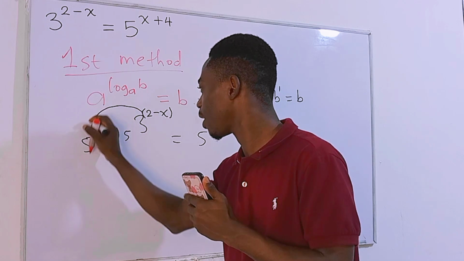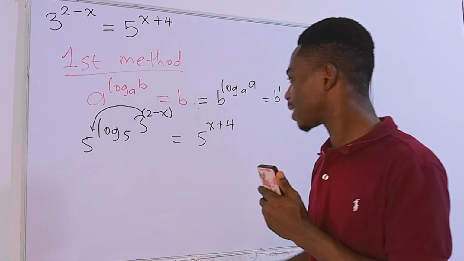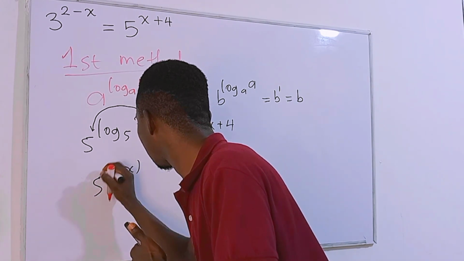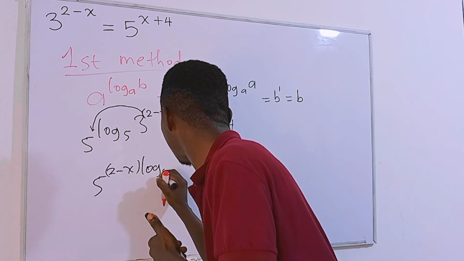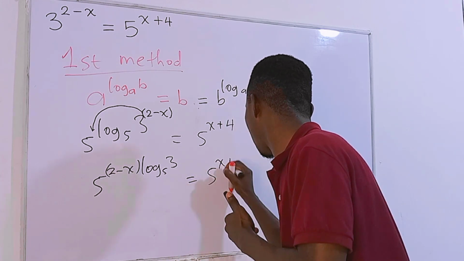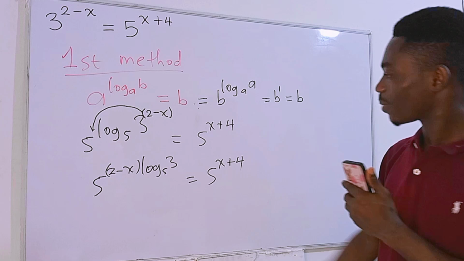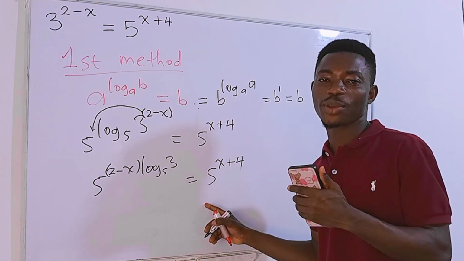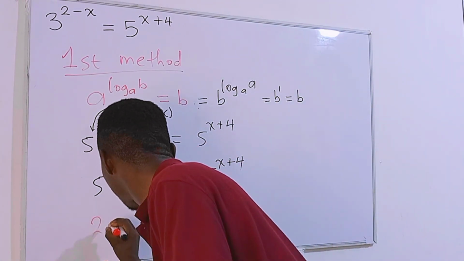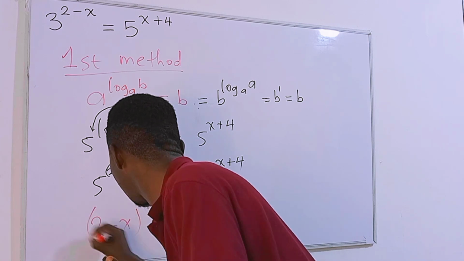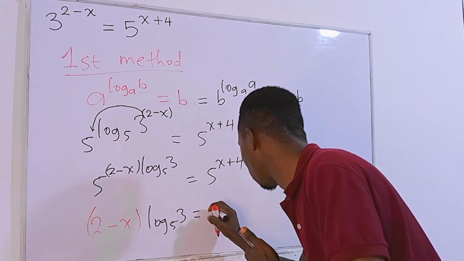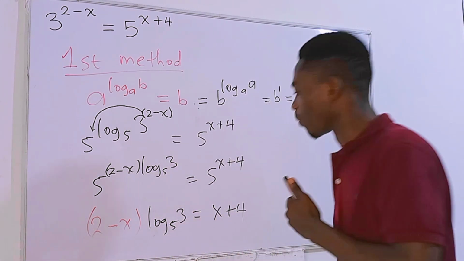From one of the rules in logarithm, we can move the power to the front right here. So that, in fact, we are going to have 5 to the power 2 minus x times log base 5 of 3, and this is equal to 5 to the power x plus 4. Cool. Now we can see that the bases are the same, therefore we can equate their powers. So we are going to have 2 minus x times log base 5 of 3 is equal to x plus 4.